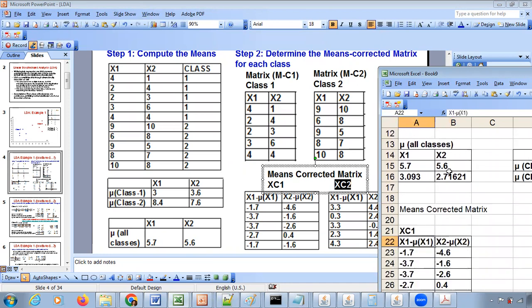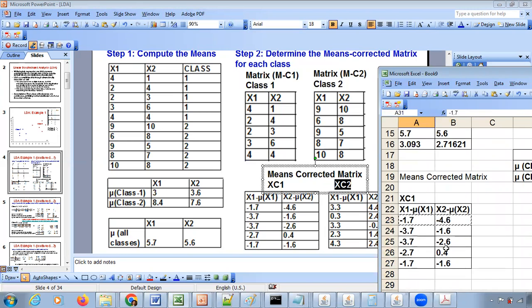You'll see this will be A2 minus 5.7. This is B2 minus 5.6. And you can copy and paste and do only for those 5 records. That will get you the means corrected matrix for class 1.